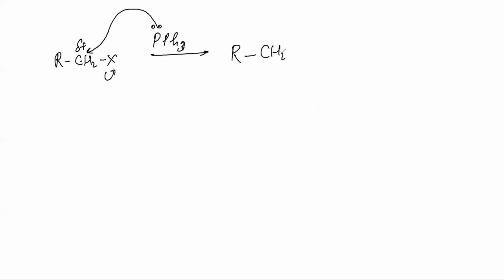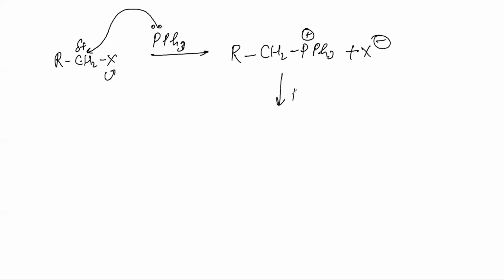So let's see. We have RCH2X and we are treating it with PPh3. I hope you understand that phosphorus has a lone pair. What is the possibility? The possibility is that you have delta plus on this carbon. Phosphorus will attack and X will leave. Phosphorus will get a positive charge because it was neutral earlier; now it is donating electrons. I hope up to here there is no doubt.